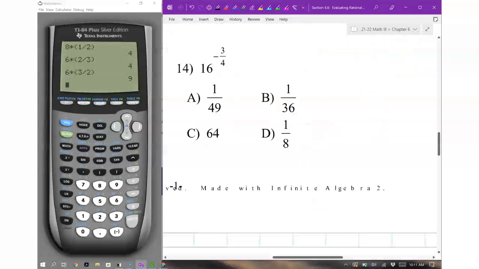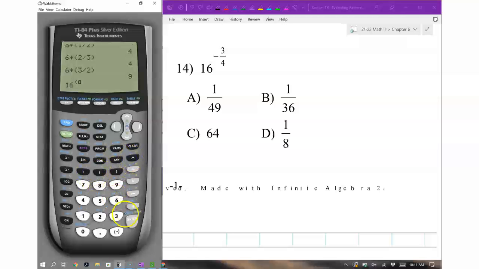16 to the negative 3/4. Again, it's just a number to a negative power. So check out what happens, because some of your calculators might be able to do this nicely. Some of yours may not. So let me show you what to do in case it doesn't. So 16 to the power of a negative 3/4. Notice how mine gives me a 0.125.